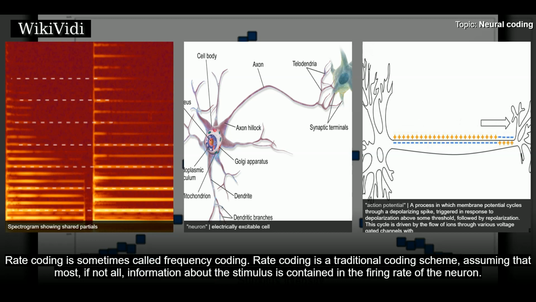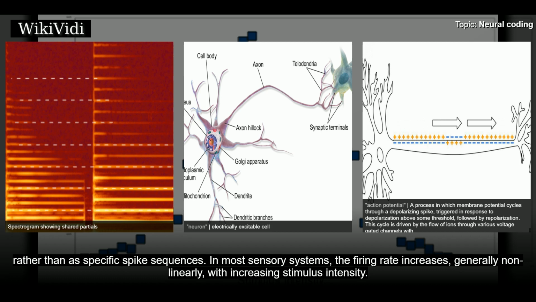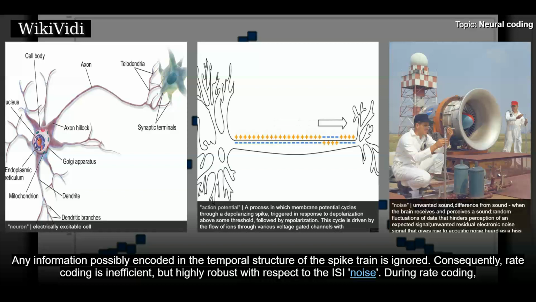Rate coding is a traditional coding scheme, assuming that most, if not all, information about the stimulus is contained in the firing rate of the neuron. Because the sequence of action potentials generated by a given stimulus varies from trial to trial, neuronal responses are typically treated statistically or probabilistically. They may be characterized by firing rates, rather than as specific spike sequences. In most sensory systems, the firing rate increases, generally non-linearly, with increasing stimulus intensity. Any information possibly encoded in the temporal structure of the spike train is ignored.